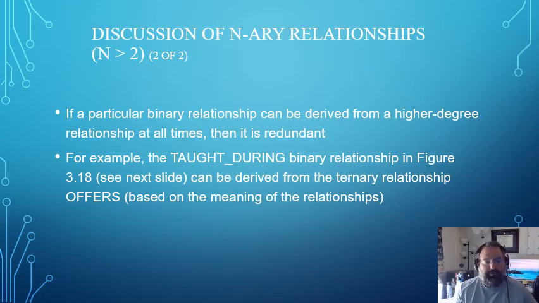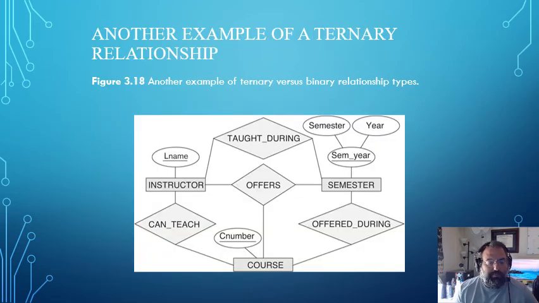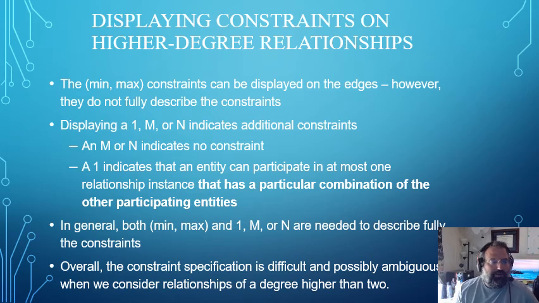Discussion of n-ary relationships. If a particular binary relationship can be derived from a higher degree relationship at all times, this is redundant. For example, the taught-during binary relationship in figure 3.18 on the next slide can be derived from the ternary relationship offers. So here's the basic idea: taught-during and offers are kind of redundant, and a general rule of thumb is, if you have two things connected together that are very similar to the same thing, it's probably redundant.